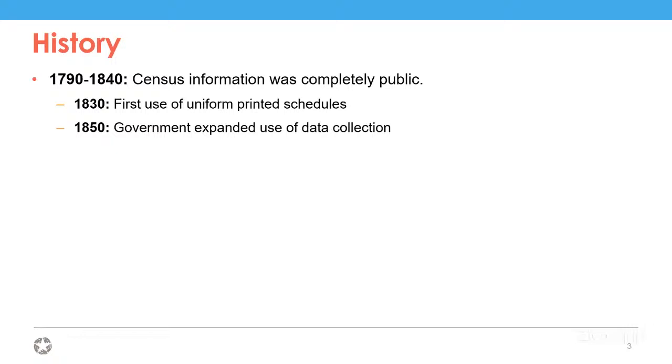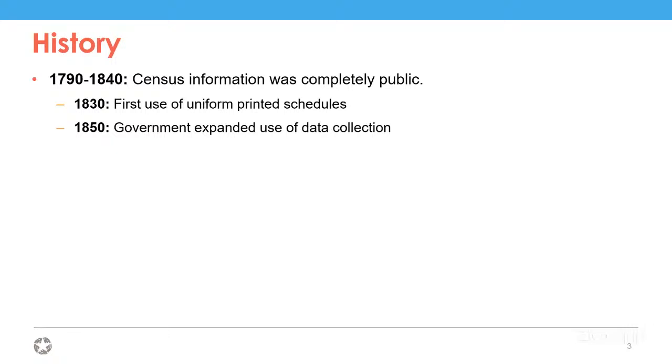1830 was the first use of uniform printed schedules. Enumerators had to, like I said, make their forms by hand with whatever was available. Sometimes they could print out a batch that they would use, but other times the lines were drawn by hand, and there was a lot of deviation on how it was set up, which slowed down the process greatly. To speed up the process, 1830 brought out those uniform printed schedules.